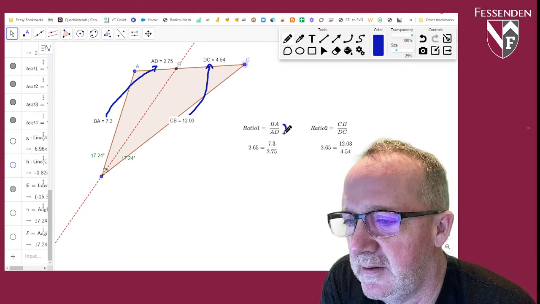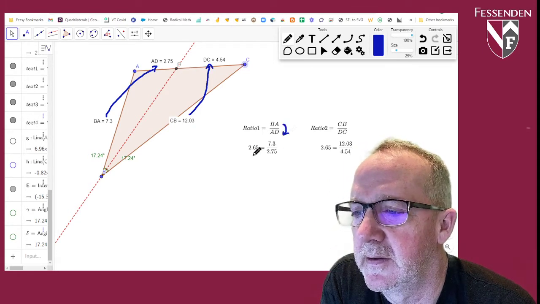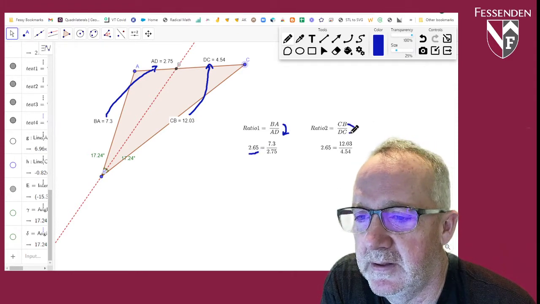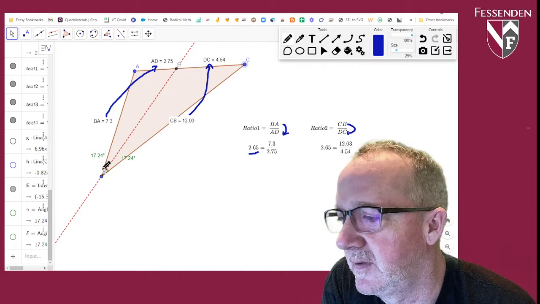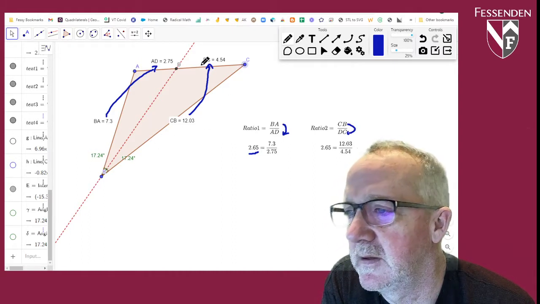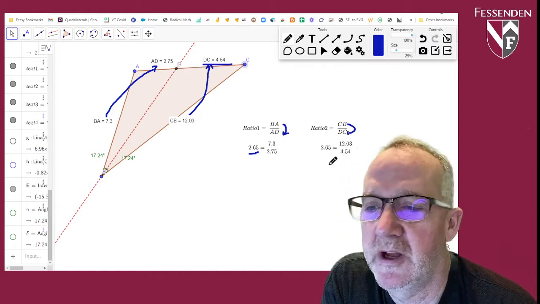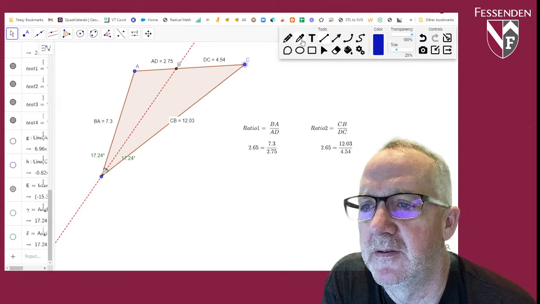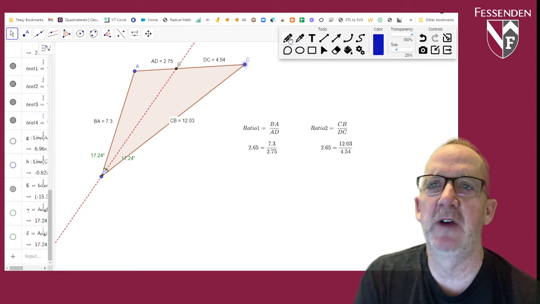BA is to AD, ratio 2.65, as CB is to DC, as this piece is to this piece. So we have proportionality. Now the thing that's surprising, the thing I like about this is that it's not obvious why we would have that.